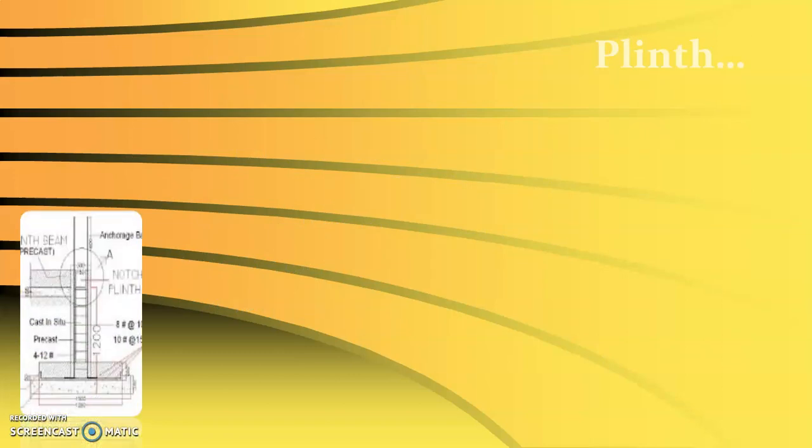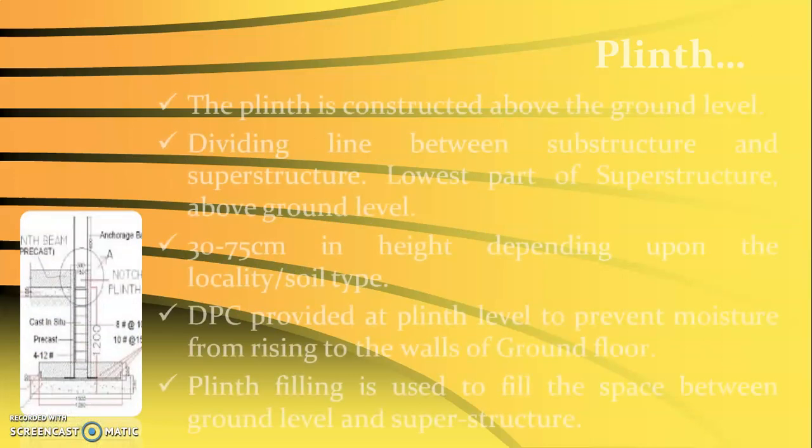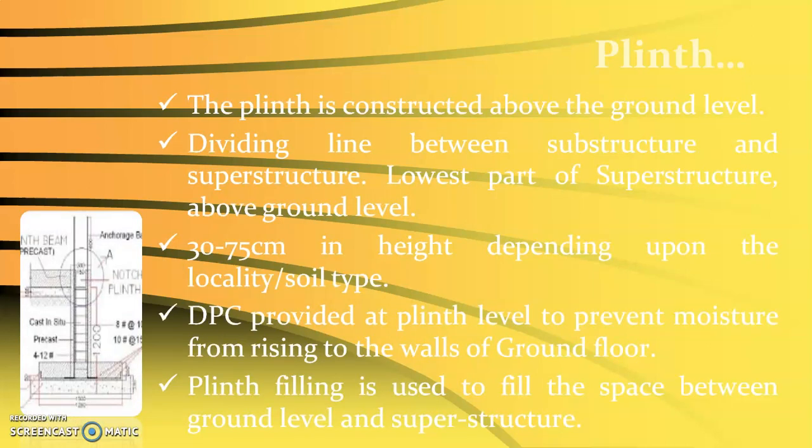Next is plinth and plinth filling. The plinth is constructed above the ground level. It is the dividing line between substructure and superstructure, and it is the lowest part of the superstructure above ground level. Substructure is the part of the structure which is constructed below the ground level, which generally consists of the foundation, while superstructure is the major structure which is constructed above the ground level, and it begins with the plinth.